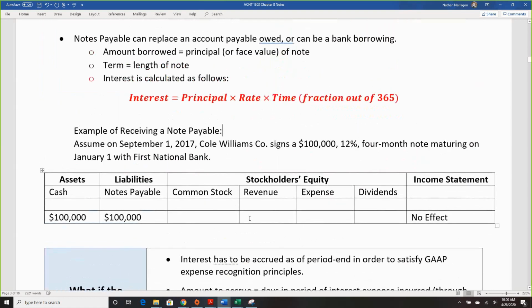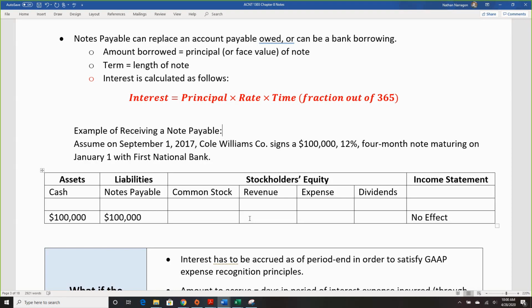So, let's assume on September 1st, 2017, Cole Williams Co. signs a $100,000 12% 4-month note maturing on January 1st with First National. Okay? These are typical notes. Usually we do a note with a bank to get cash. And sometimes that cash is probably for paying some payroll, most likely later on, or paying some type of bills.